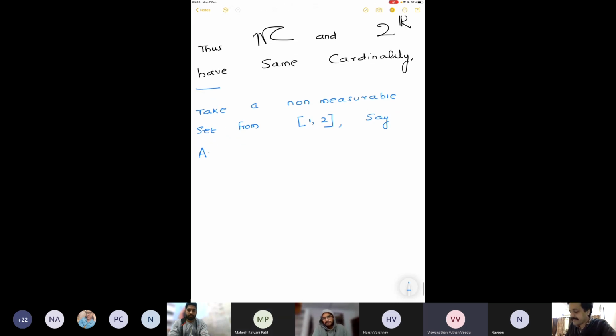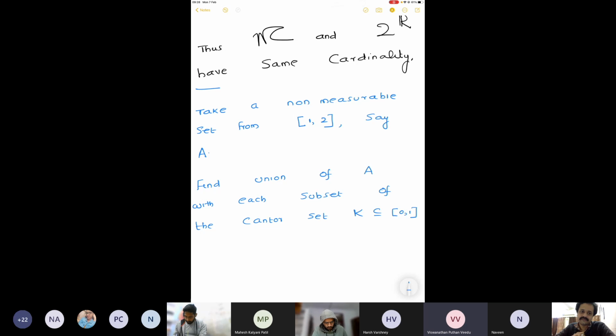So let me write. Find the union of A with each subset of the Cantor set K, which is in [0, 1]. Each subset of K is measurable, and then you are finding its union with A. What is your conclusion? That set will be measurable or non-measurable? Non-measurable. Why is it so?